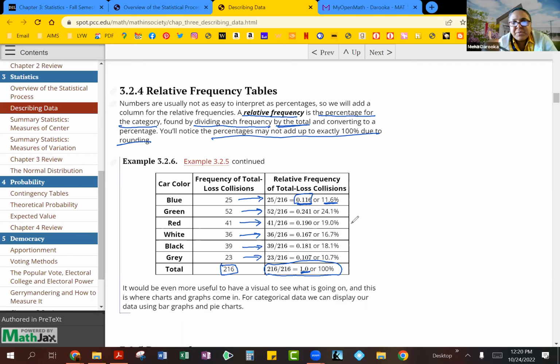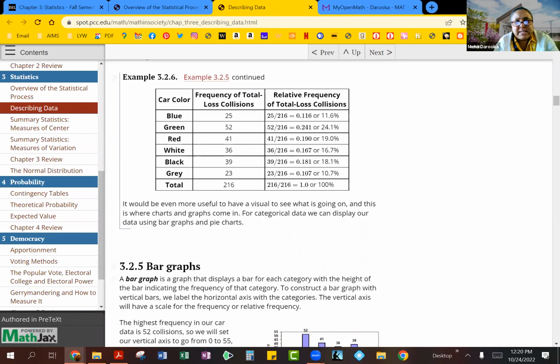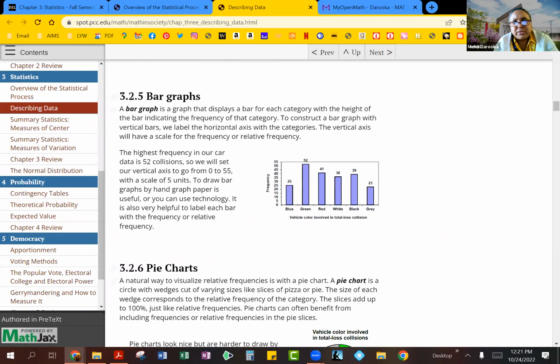But then, again, we kind of want to go further and maybe put this in a more visual, graphical format. So then we can start talking about how to put this in graphs and charts. Yeah, so for categorical data, we can definitely use something like bar graphs or pie charts to help us out. So let's take a look at what a bar graph would look like.